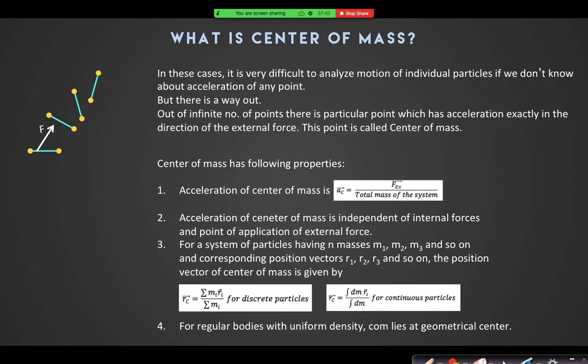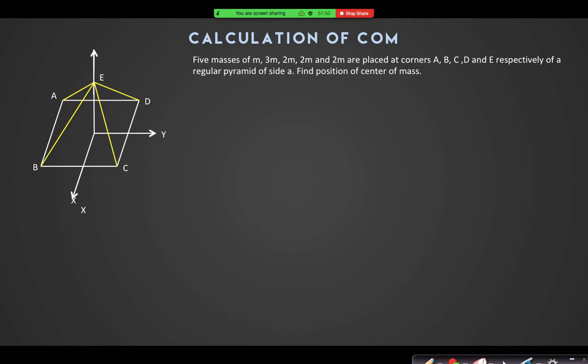Okay, so let us solve a few questions, then the idea will be more clear to us. Suppose 5 point objects are placed at the 5 corners of this pyramid. The base is a square and all the side lengths are a. Masses are given in your question. Can you locate the XYZ coordinate of the center of mass? I'll first write down the coordinates of the points.